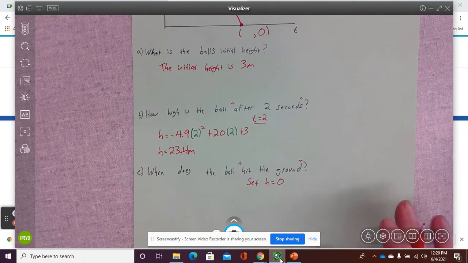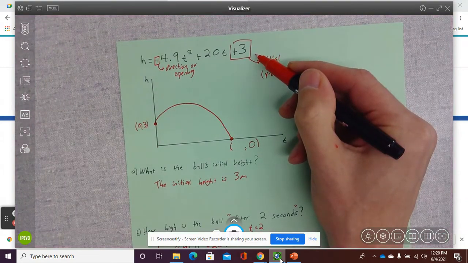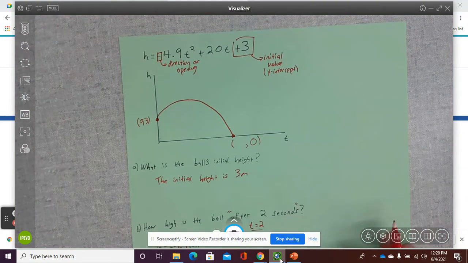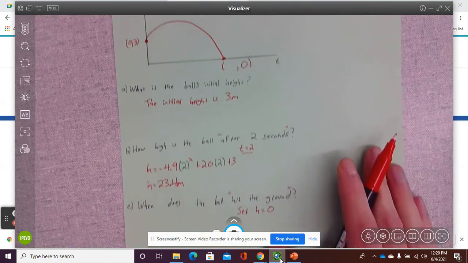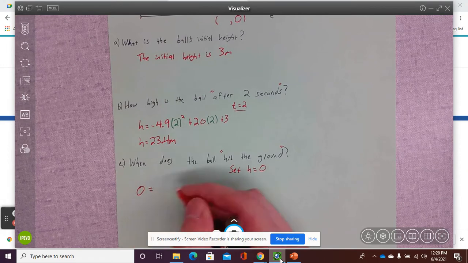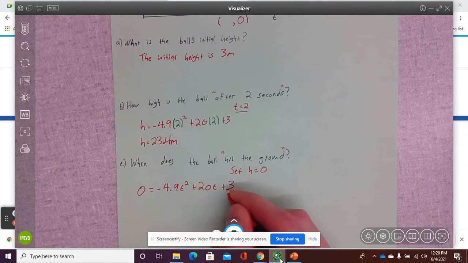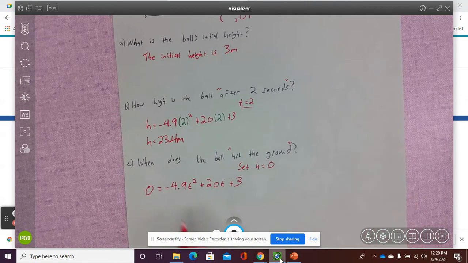So the way these questions work is I have this equation that describes the path of the object through the air. And if I know one of the variables, either height or time, I can always solve for the other. So in this case, I know that height, I'm going to replace h with 0. And we're going to try to solve for t. And this will take a few more steps because this is now a quadratic equation.